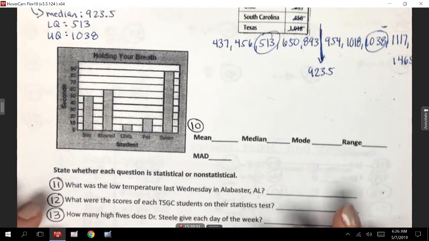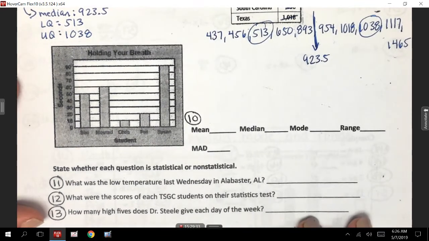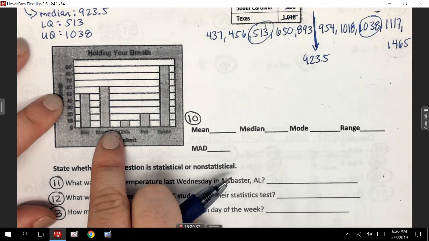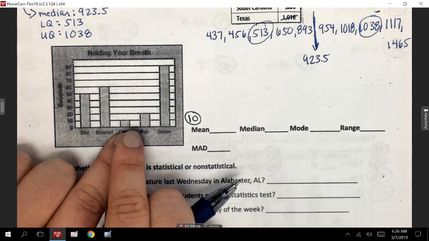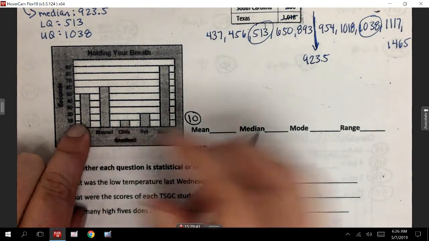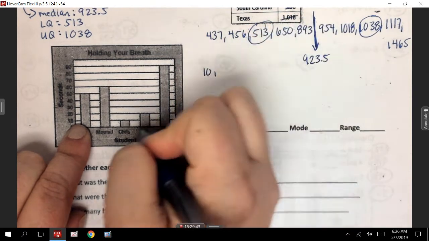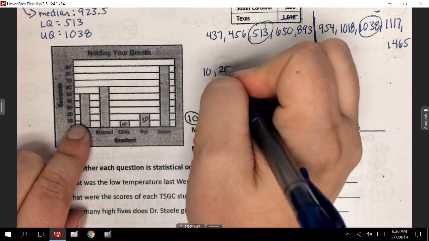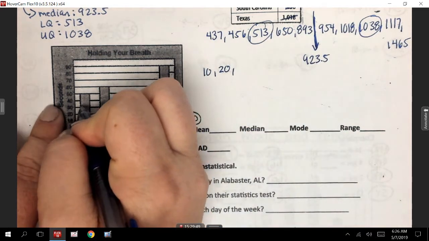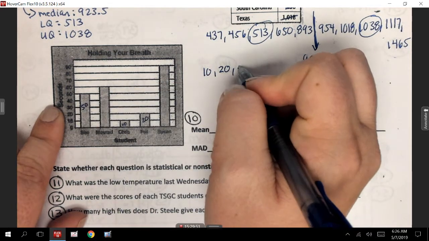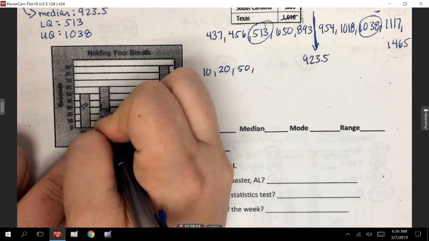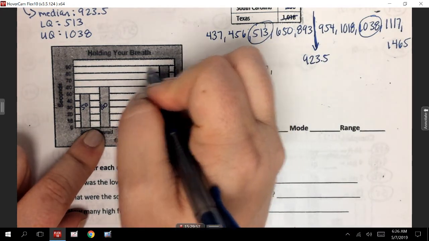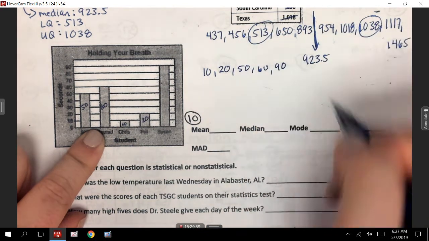Next one. Ooh, we are still doing mean, median, mode, range. That might be a little bit important on the test, all right? So let's list out our numbers. I'm going to go ahead and list them from smallest to biggest. So I know this is my smallest number, which is 10. So I have 10, then I have 20. All right, the next bar would be this one, which is 50. Then I have 60. And then this tall bar right here, which goes all the way up to 90.